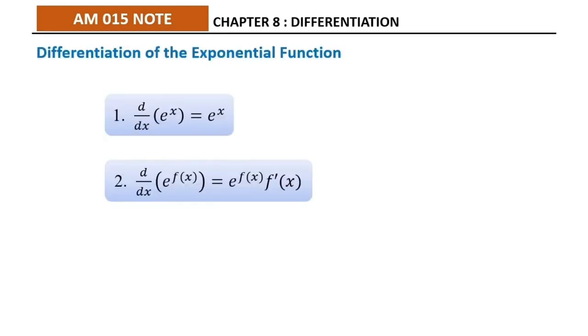Differentiation of exponential functions. We have two rules. First one, differentiate e power of x equals e power of x. And second one, differentiate e power of f(x) equals e power of f(x) times f prime x.